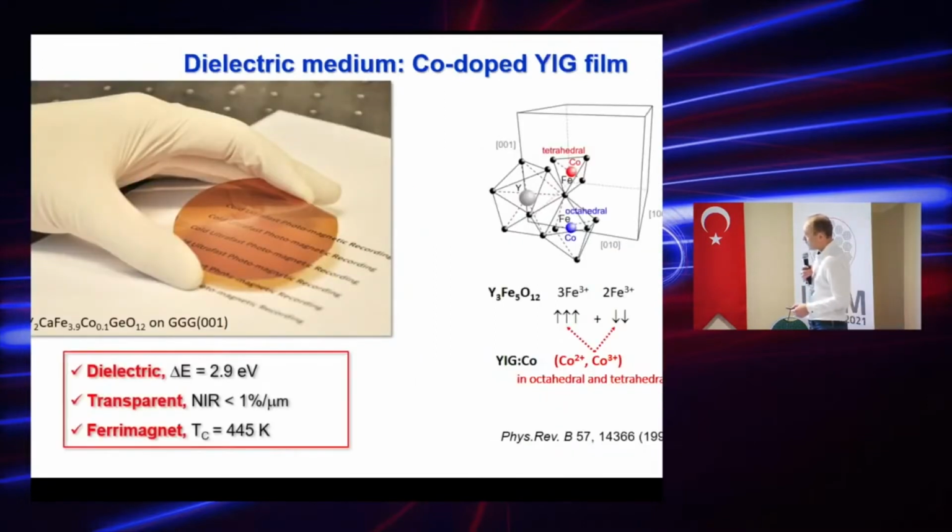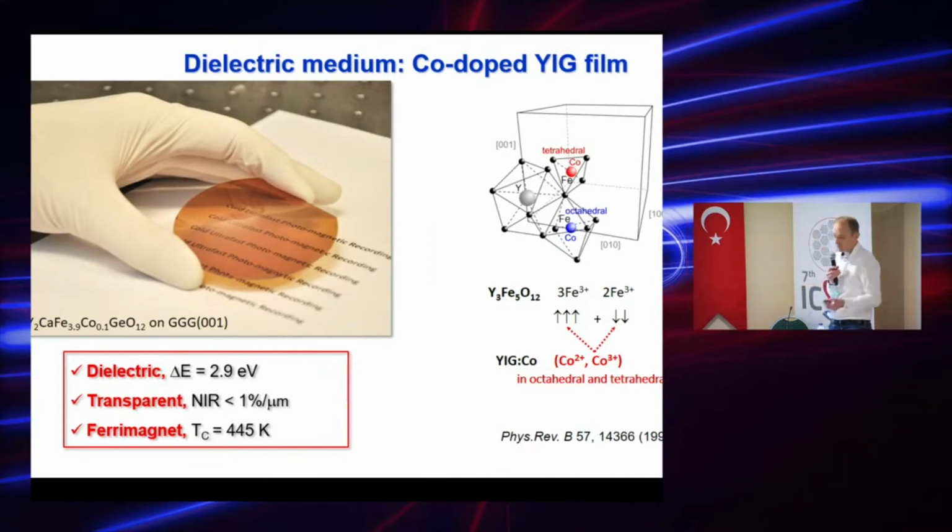For our investigation, we use the yttrium iron garnet film. In general, yttrium iron garnet is a fantastic material for different fundamental research and many applications. In our case, we use a cobalt-doped yttrium iron garnet film, and some parameters of the sample were crucial. The first is that it is a dielectric. It's a very nice temperature insulator.